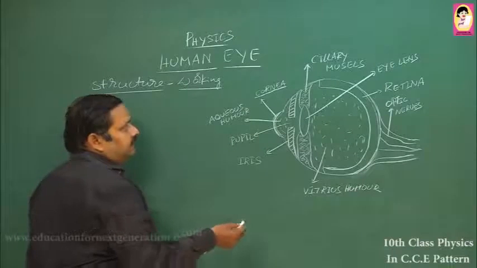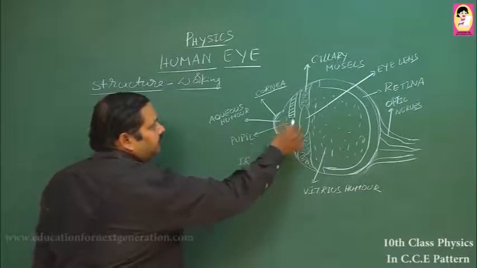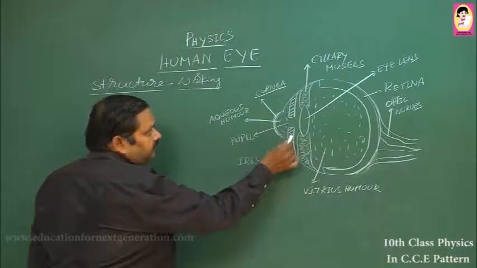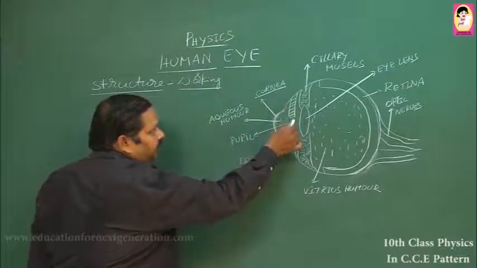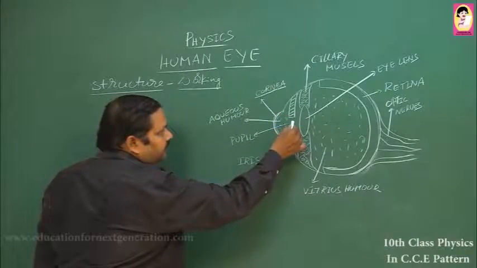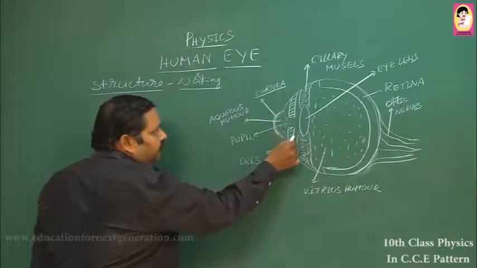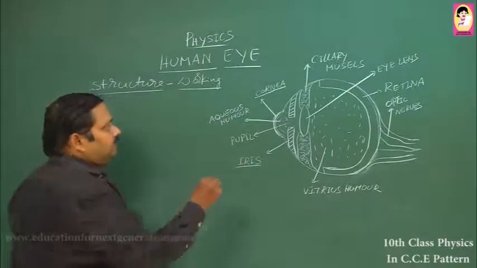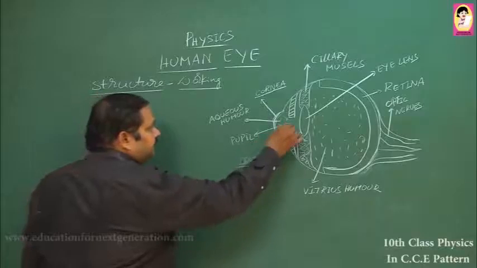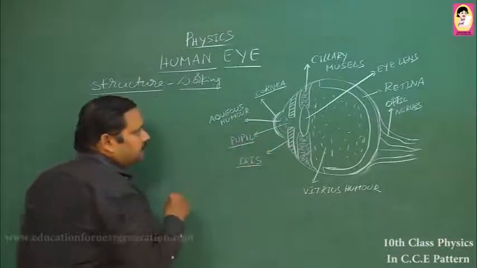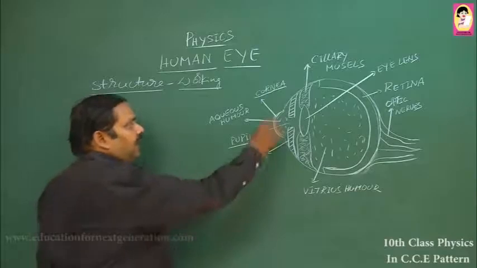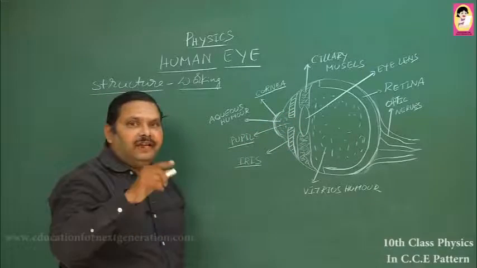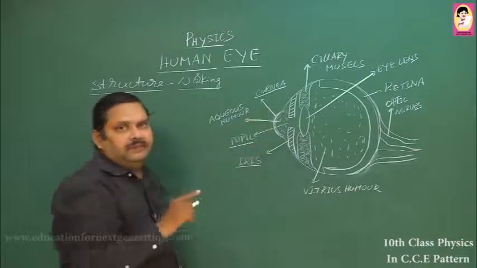The second part is, behind the cornea there is a colored opaque diaphragm with a small opening at its center. This colored opaque diaphragm is called iris, and the small opening at its center is called pupil. Together, the iris and pupil system regulates the intensity of light entering into the eye.